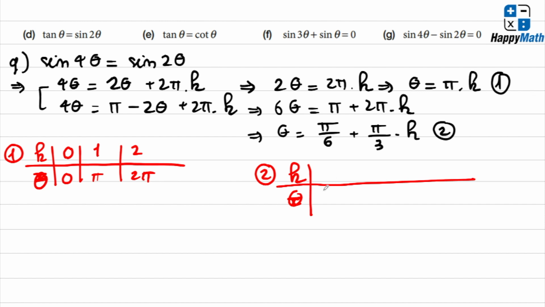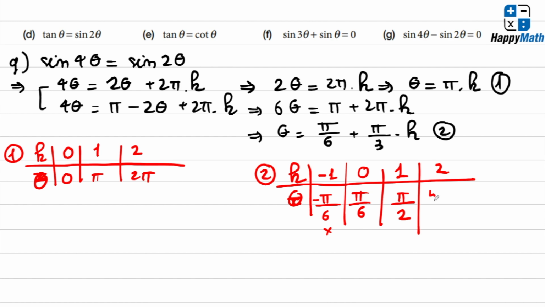Minus 1, I think that is possible. Minus 2, no. Okay, about minus 1, it will be minus pi over 6. This cannot be the right answer. 0, okay, pi over 6. About 1, that is possible: pi over 2. How about 2? I think that is possible: 5 pi over 6. How about 3? 7 pi over 6.